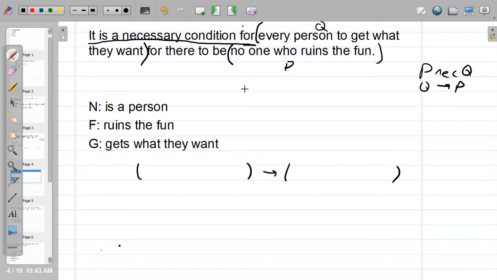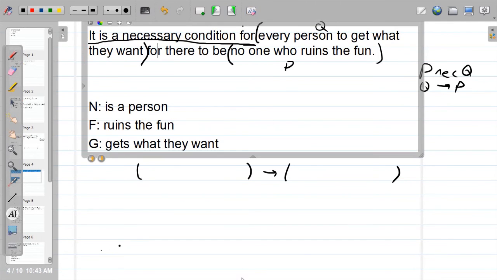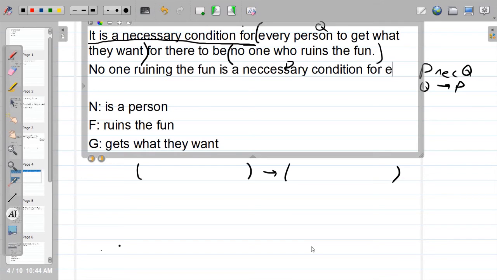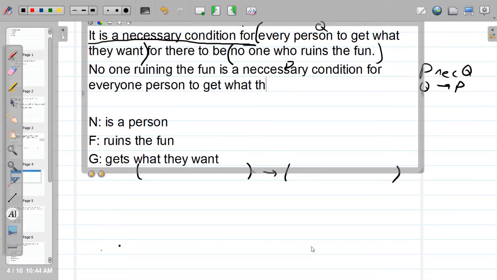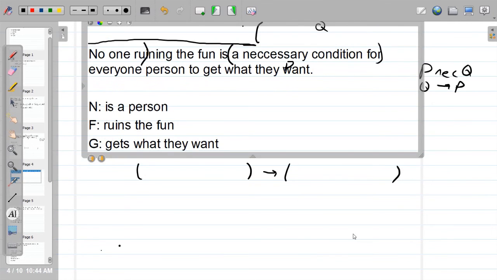Okay. So let's try this again with a less confusing sentence. No one ruining the fun is a necessary condition for every person to get what they want. I think that those two sentences are identical in meaning, but because I can't give you a clear rule on how to figure that out, I'll give you something of the following form. Does that sound reasonable? Okay.